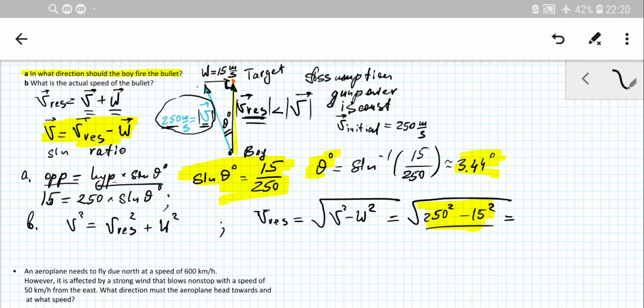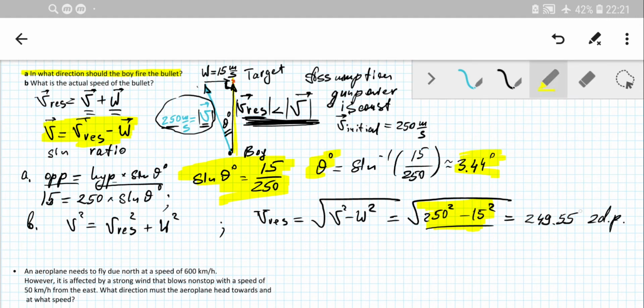Okay, in our case we can simply calculate that. Let's do the square root of 250 squared minus 15 squared, and we've got 249.55, to 2 decimal places. So that's the actual resultant speed, and as we expected and set up, it's going to be less than 250. So that's the reasonable question.